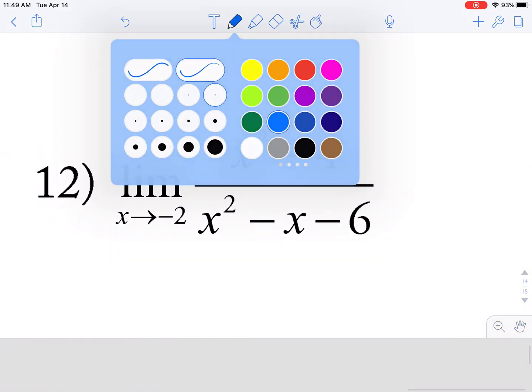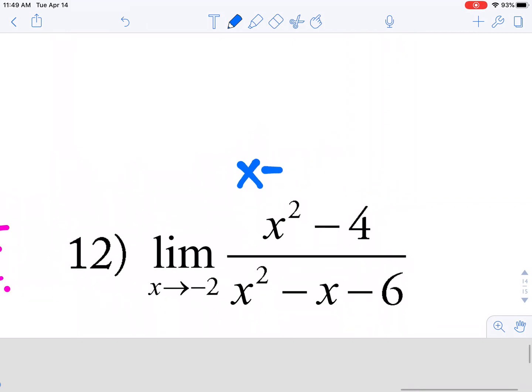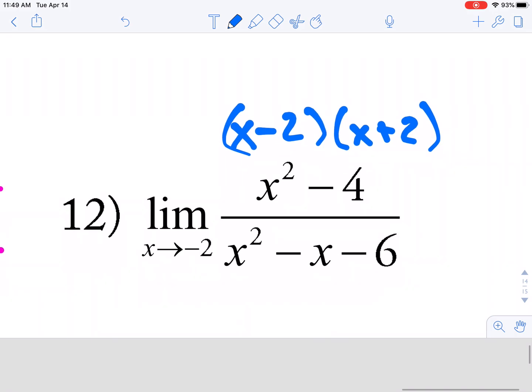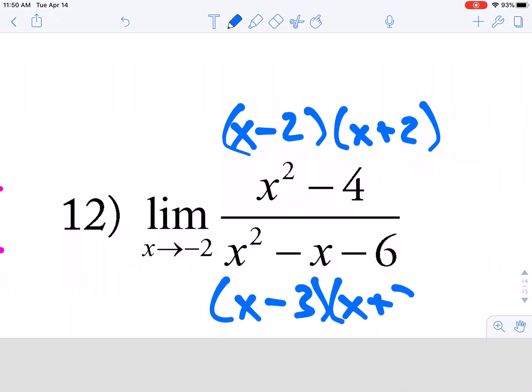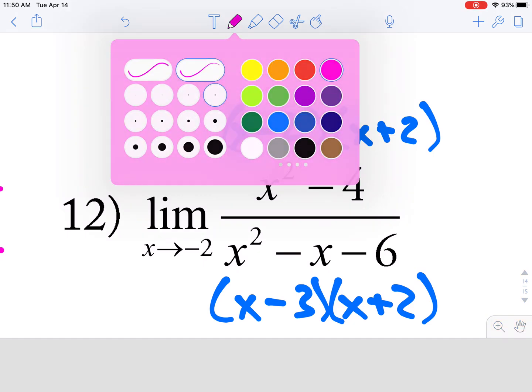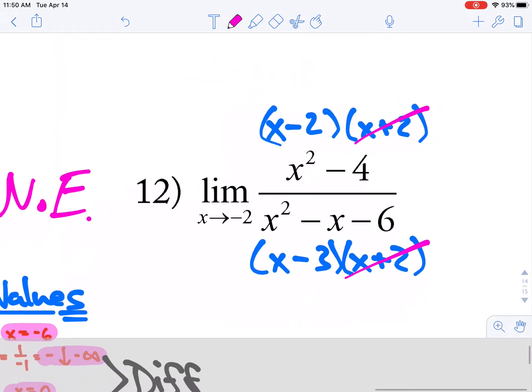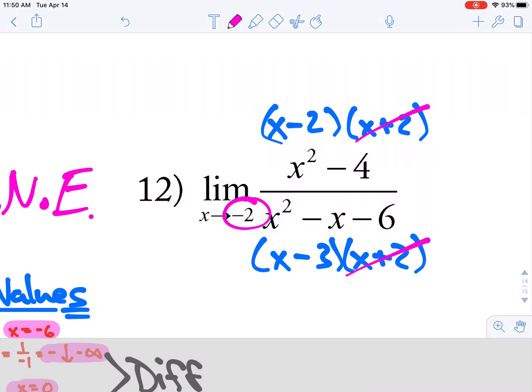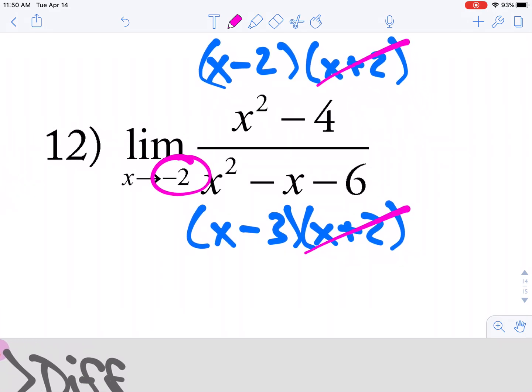So we look at the next one here, same thing. We can factor this and factor this. Our x plus 2's cancel. That was the problem in question. So now we can just simply plug it in.